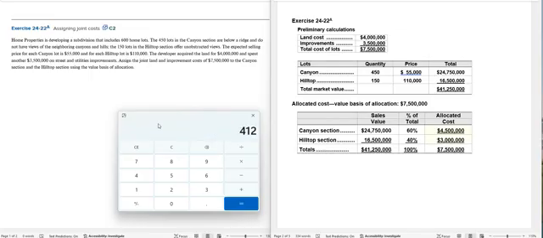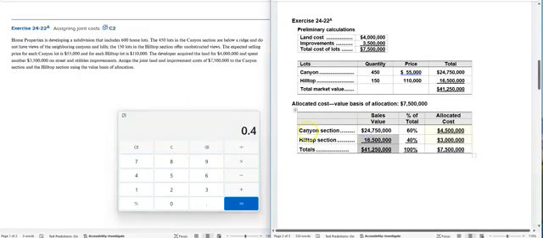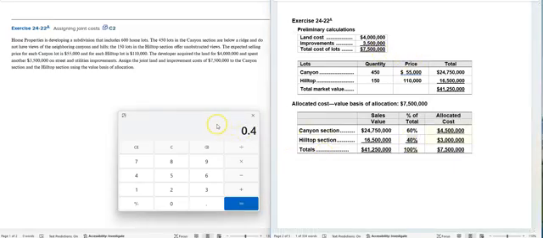Divided by 41,250, 40%. Okay, so we have each product or each inventory item's percentage of the total value of all the land that they bought and then developed. We are going to allocate 60% of the joint cost to canyon and 40% of the joint cost to hilltop.